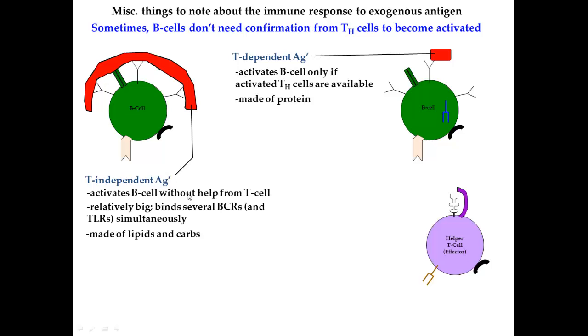T-independent antigens generally result in a very weak immune response. And the reason for this is because they're very poor at producing memory B cells. And that's because there is no involvement from helper T cells. Remember that helper T cells produce the cytokine signal that these B cells need to differentiate into memory B cells.